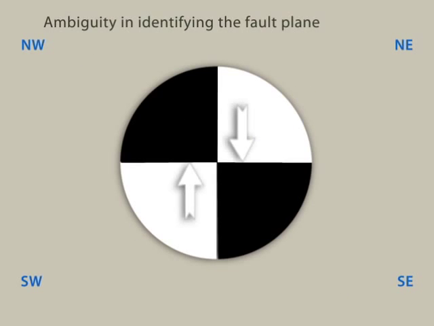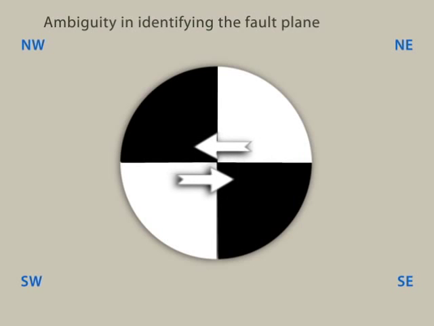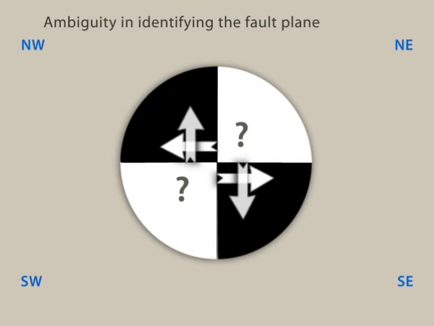Notice that this pattern of dilatations and compressions can be produced either by right lateral strike-slip faulting on a north-south fault plane, or left lateral strike-slip faulting on an east-west fault plane. Therefore, you must use geological knowledge of the region to decide which nodal plane is the fault plane.